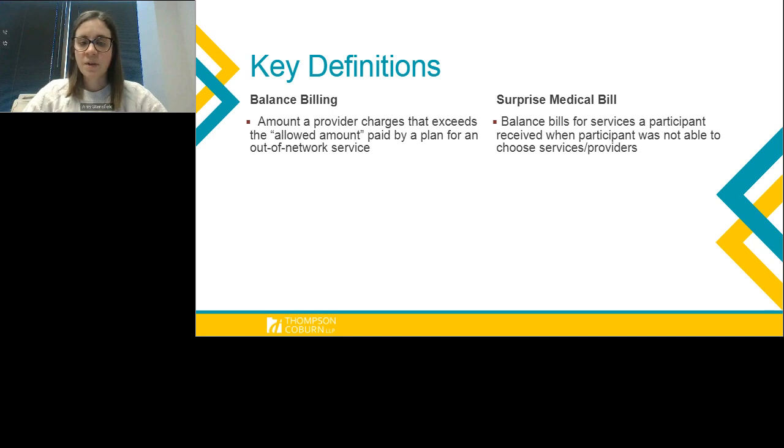So a surprise medical bill is always going to be a certain type of balance bill, but not every balance bill is a surprise medical bill. So these protections that we're going to talk about apply to a certain subset of surprise medical bills. They do not apply to all balance bills in general, just a certain subset of them.